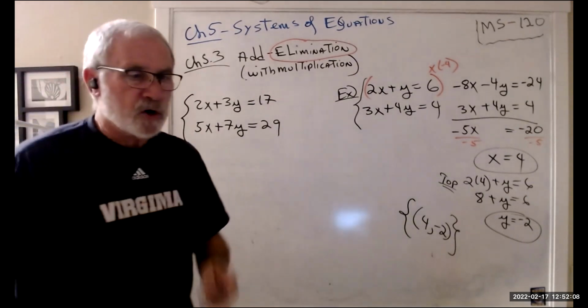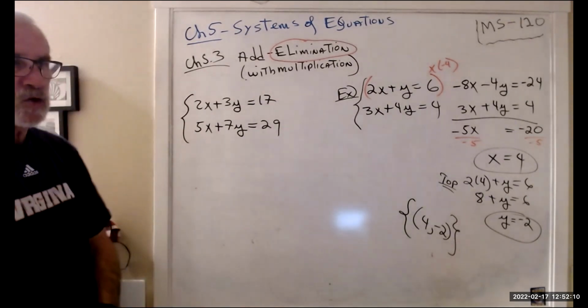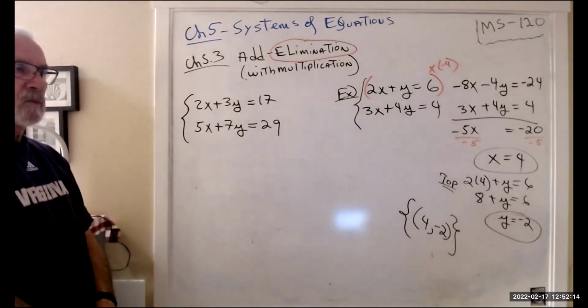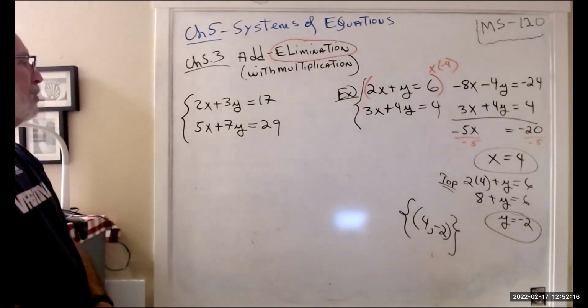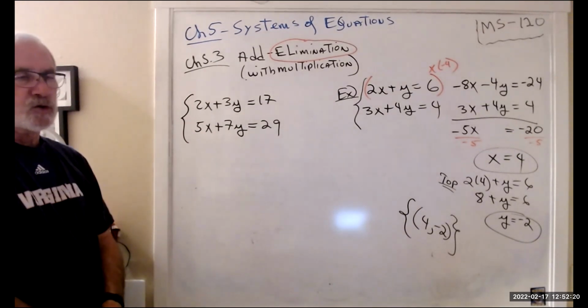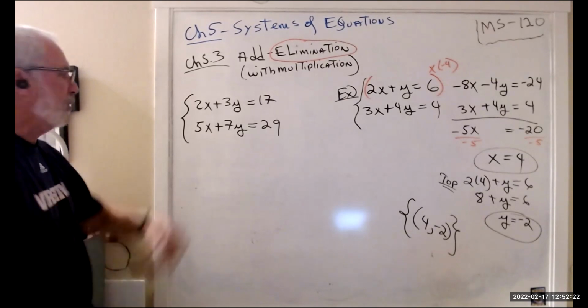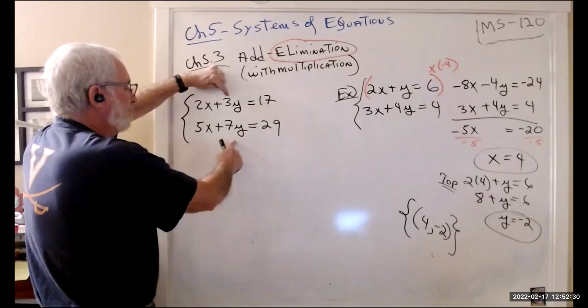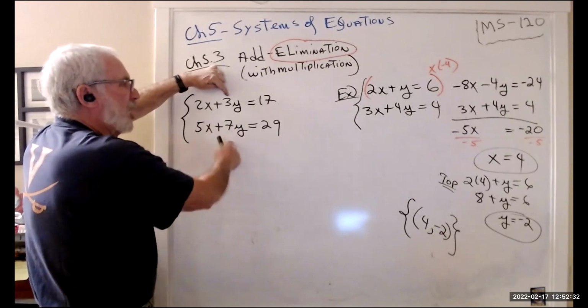Maybe before we start, we should do some brainstorming. Anybody want to say what you would multiply by to make the y's drop out? If I want the y's to drop out, the top by 7 and the bottom by -3, because you want them to be opposites.